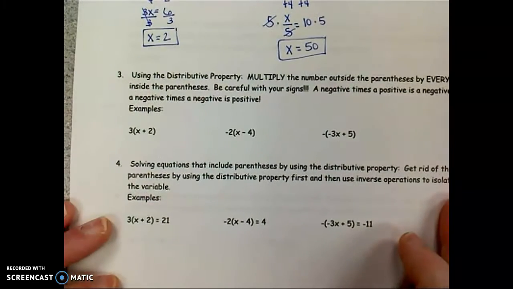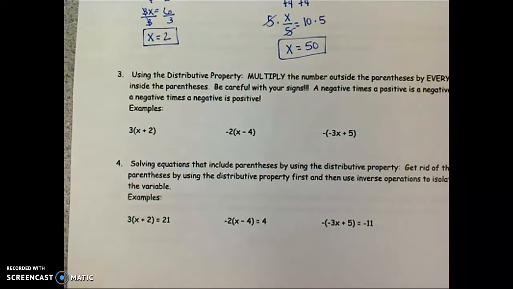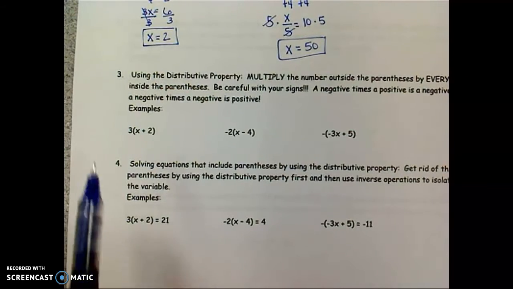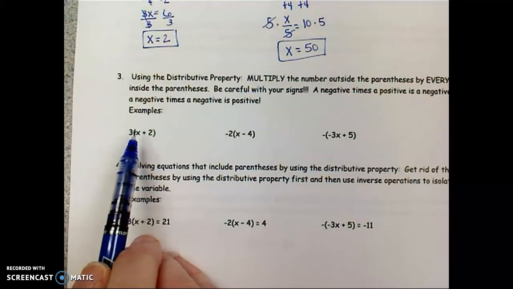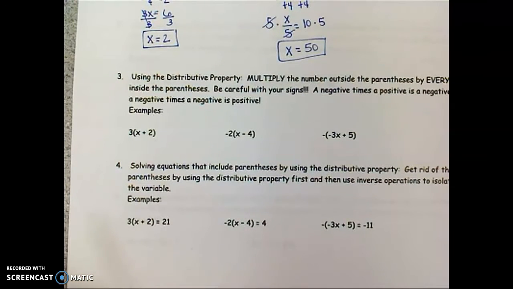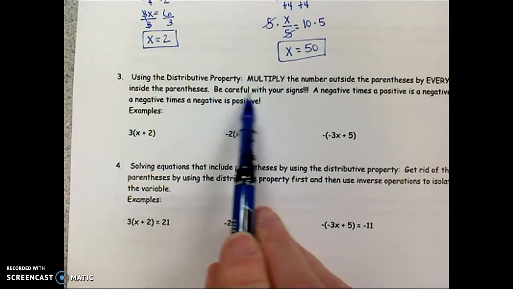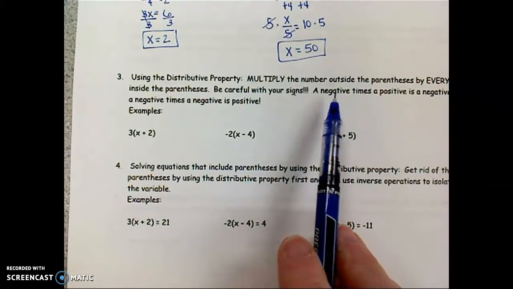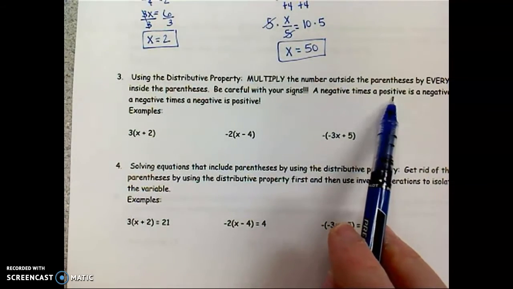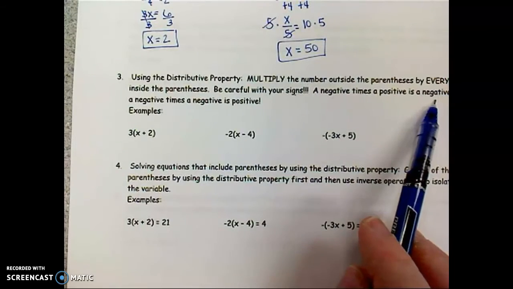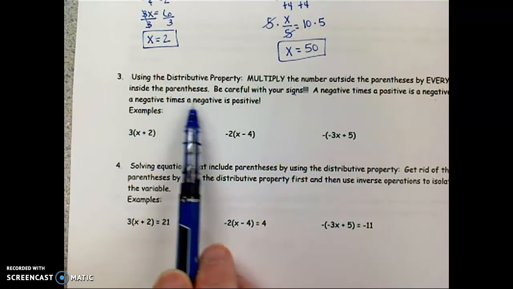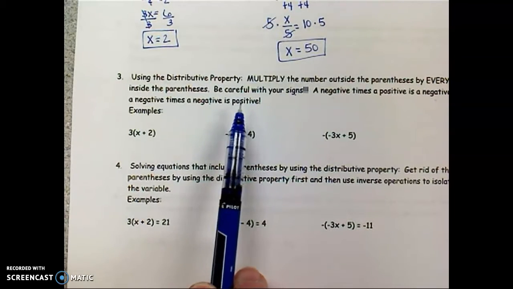The next thing we learned this semester was how to use what we call the distributive property. You're going to use the distributive property anytime you have a set of parentheses that you need to get rid of. To get rid of the parentheses, you always just multiply the number outside the parentheses by every single term inside. Remember to be very careful with your signs. When you multiply a negative times a positive, you always get a negative answer. But when you multiply a negative times a negative, that turns to being positive.